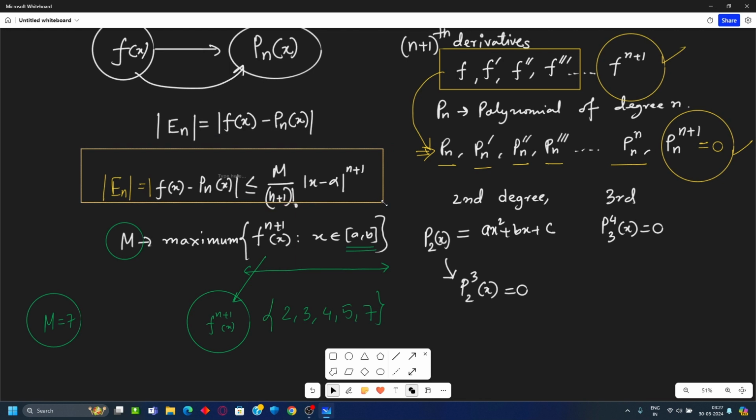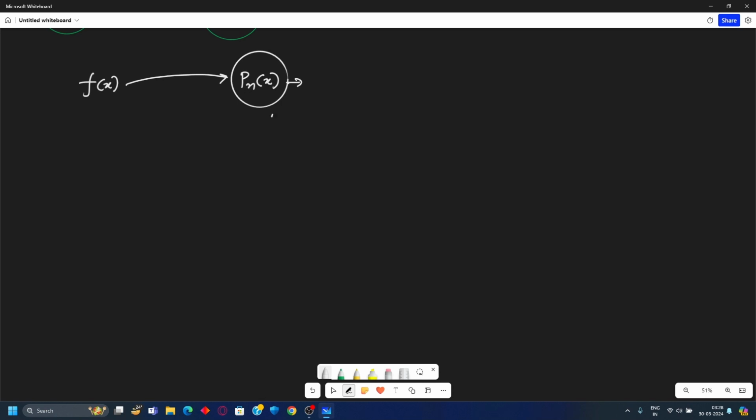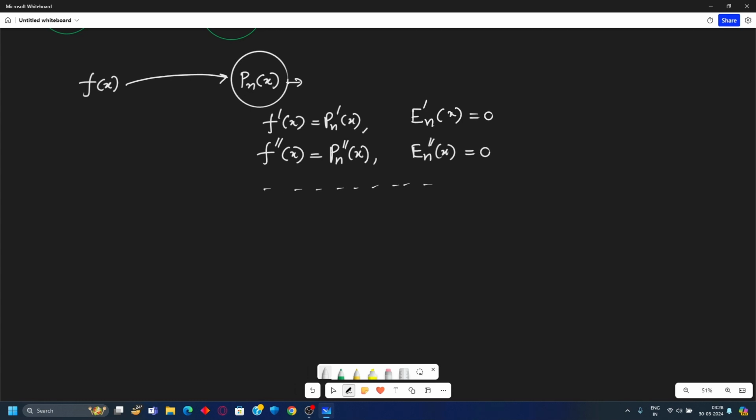This is our error bound. Now let's see how we can derive this one. We have a function f(x), and we tried to approximate this function with Pn(x), an nth degree polynomial. Whenever we differentiate, f dash of x equals Pn dash of x, and in that case the error En dash of x should be 0. Similarly f double dash of x equals Pn double dash of x, so En double dash of x must be 0, and so on.